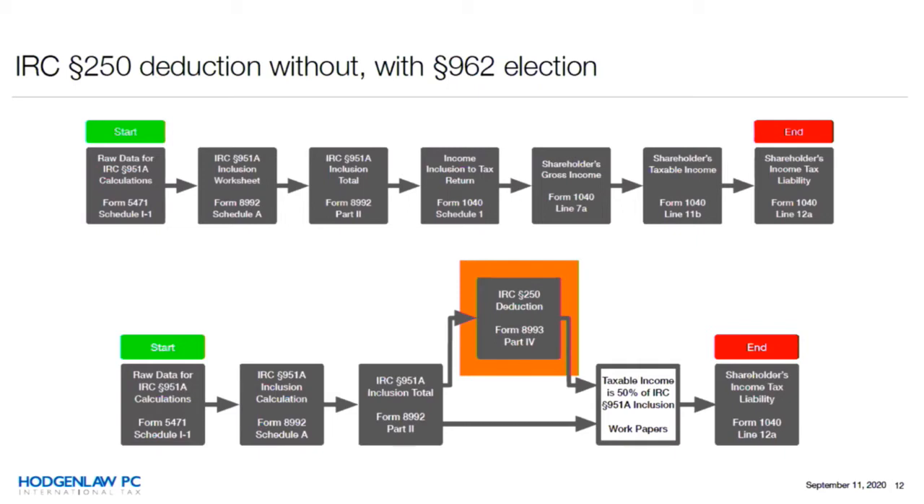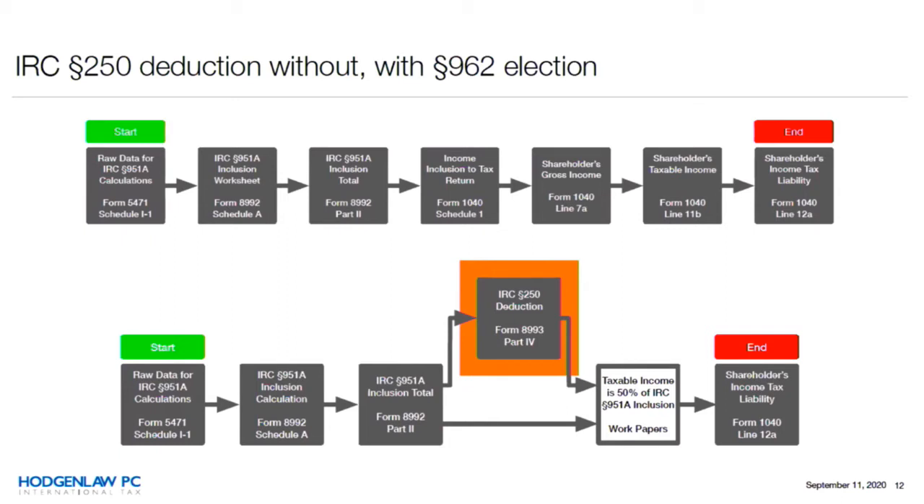And then you take a little detour onto Form 8993, which basically takes your total inclusion amount, multiplies by 50%, and says, hey, presto, you've got this deduction. So you take 100% of the income from Form 8992 and 50% of the income as a deduction on Form 8993, and you port both of those over to some work papers that you're going to have to do if you're doing a Section 962 tax return for an individual.